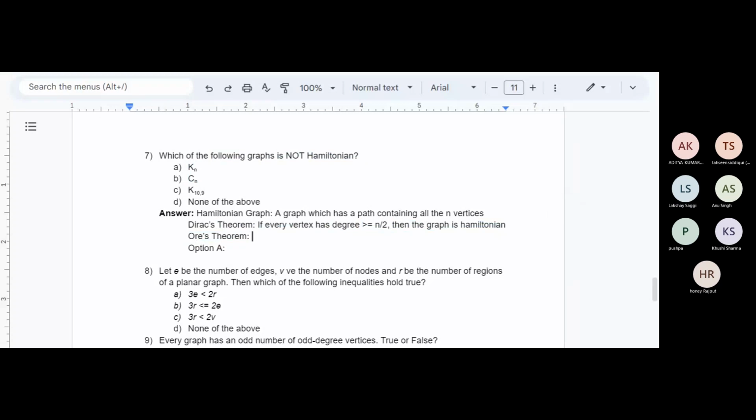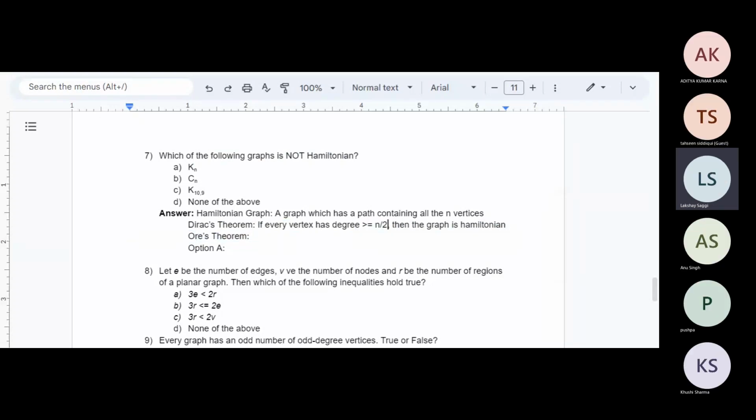But one thing to note is that what Dirac's theorem says is that if every vertex has degree greater than equal to n by 2, then the graph is Hamiltonian. But it's not an if and only if implication, it's just a forward implication. So a graph can be Hamiltonian even if every vertex does not have a degree greater than n by 2. What this statement says is that if this claim is true, that every vertex has degree greater than equal to n by 2, then the graph will be Hamiltonian. But suppose there exists a vertex which has degree less than n by 2, for that this theorem does not say anything. In that case, the graph can be Hamiltonian as well, or it can't be Hamiltonian.